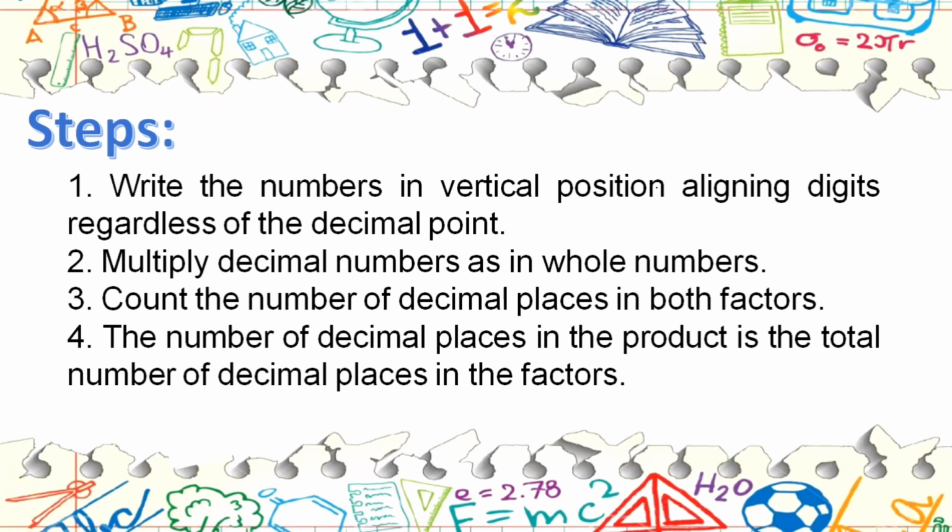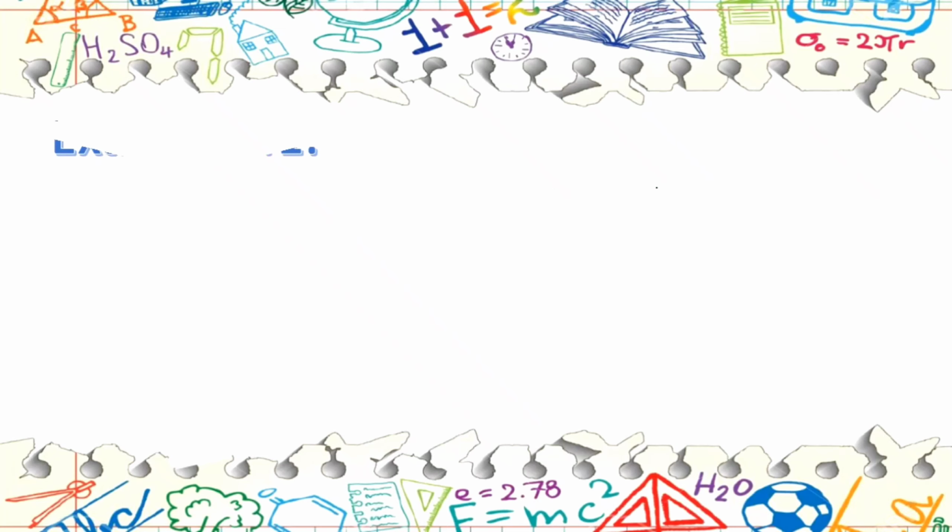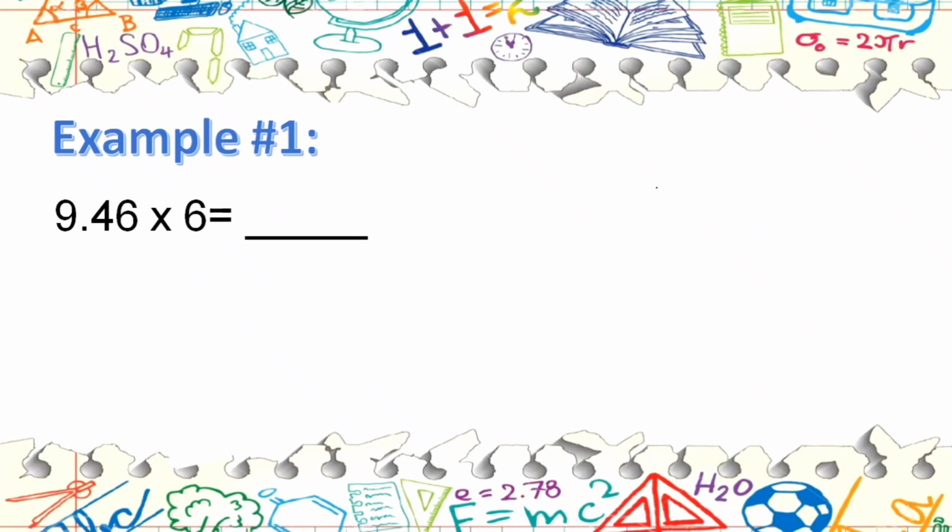So, para mas maintindihan natin to, let's have example number 1. In example number 1, we have 9.46 times 6. So, first step, susulat natin yan ng patayo na ang digits ay magkakatapat. Hindi natin papansinin yung decimal point. So, we have 9.46 times 6 equals. Next, step number 2, i-multiply lang natin siya as whole number.